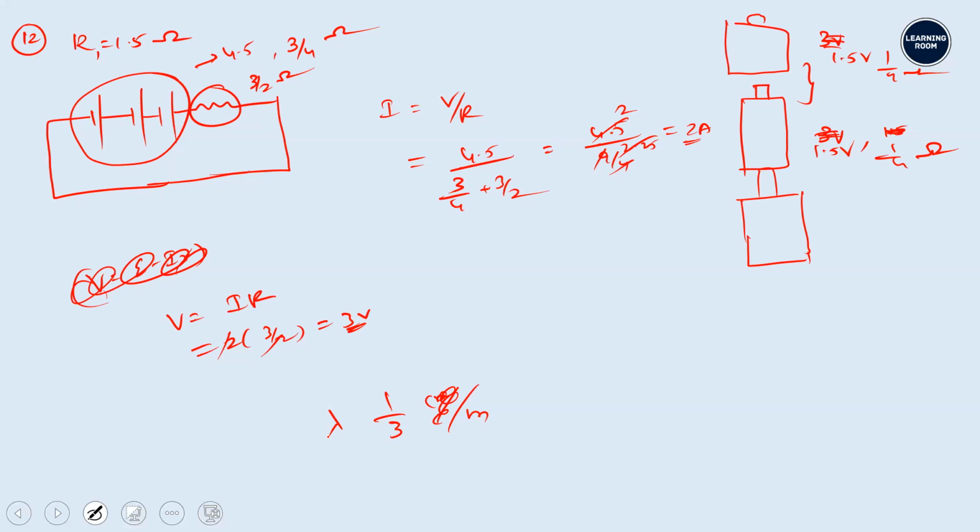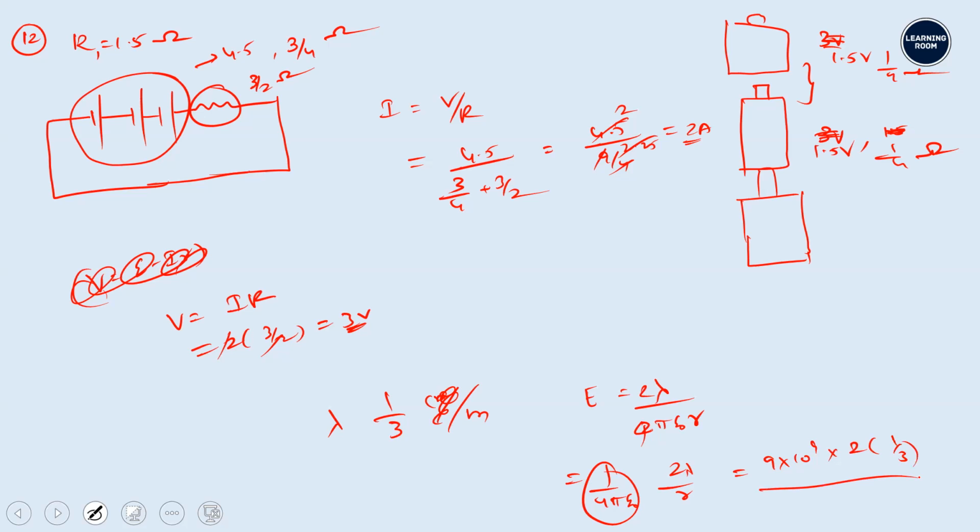But you didn't get the answer. E is equal to lambda by 2 pi epsilon naught r. Multiply with 2 and this one with. So 1 by 4 pi epsilon naught into 2 lambda divided by r. 1 by 4 pi epsilon naught is 9 into 10 power 9 into 2 into lambda is 1/3 divided by r is 18 centimeter. 18 into 10 power minus 2.